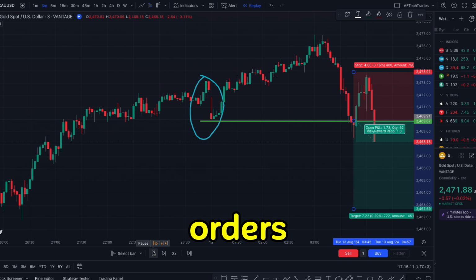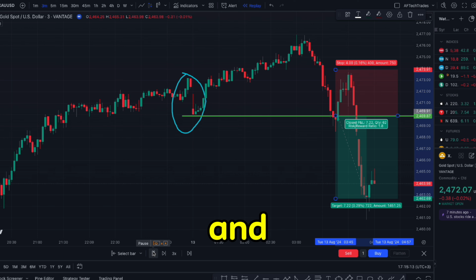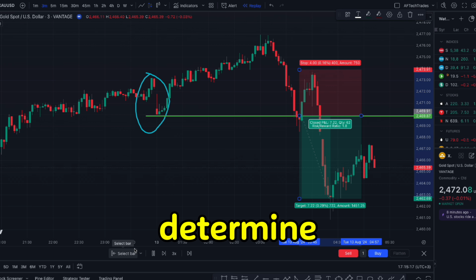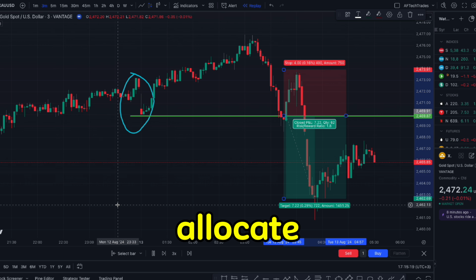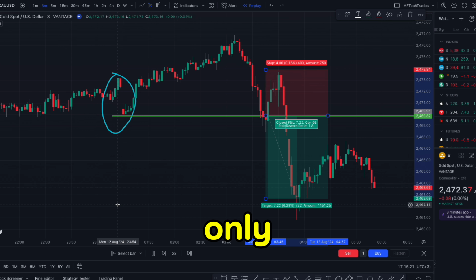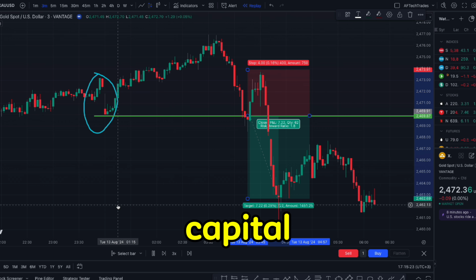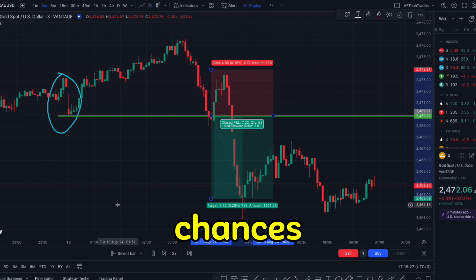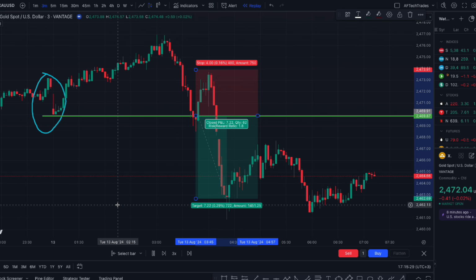Set stop-loss orders considering the stock's volatility and your risk tolerance. Position sizing is also important. Determine the appropriate amount of capital to allocate to each trade. Risk only a small percentage of your trading capital on any single trade. Effective risk management increases your chances of long-term success.